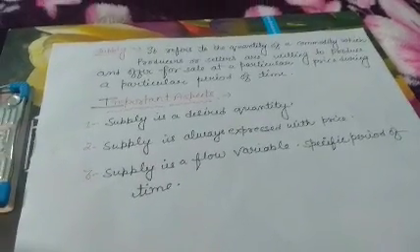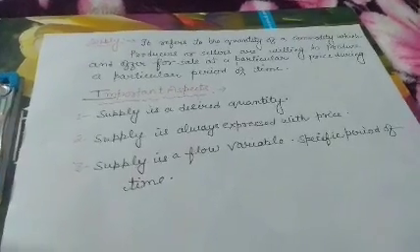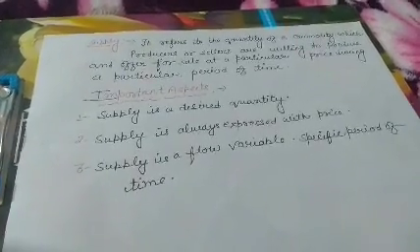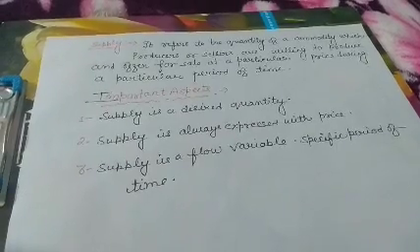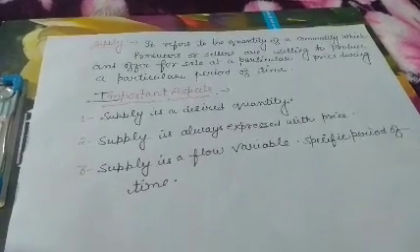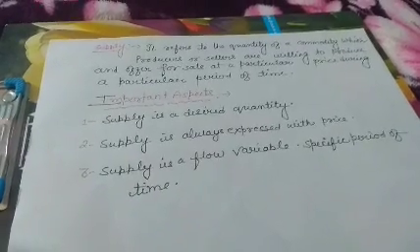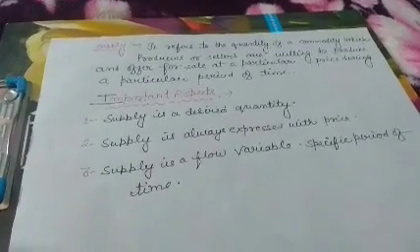Then the third aspect is that supply is a flow variable. Very, very important aspect. Supply is a flow variable. It refers to the amount which producers or sellers are willing to sell during a specific period of time, per day, per year, per month.